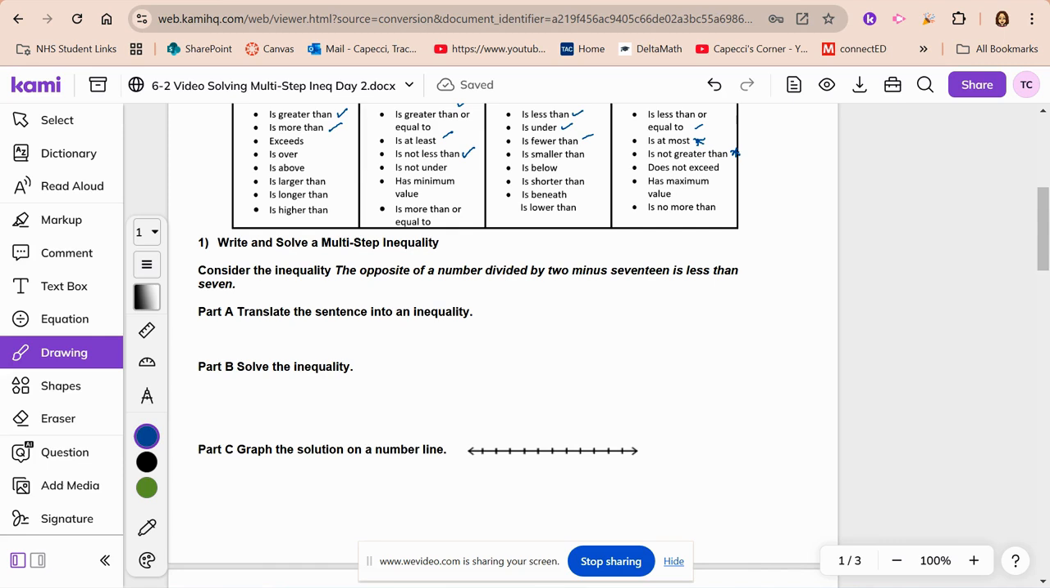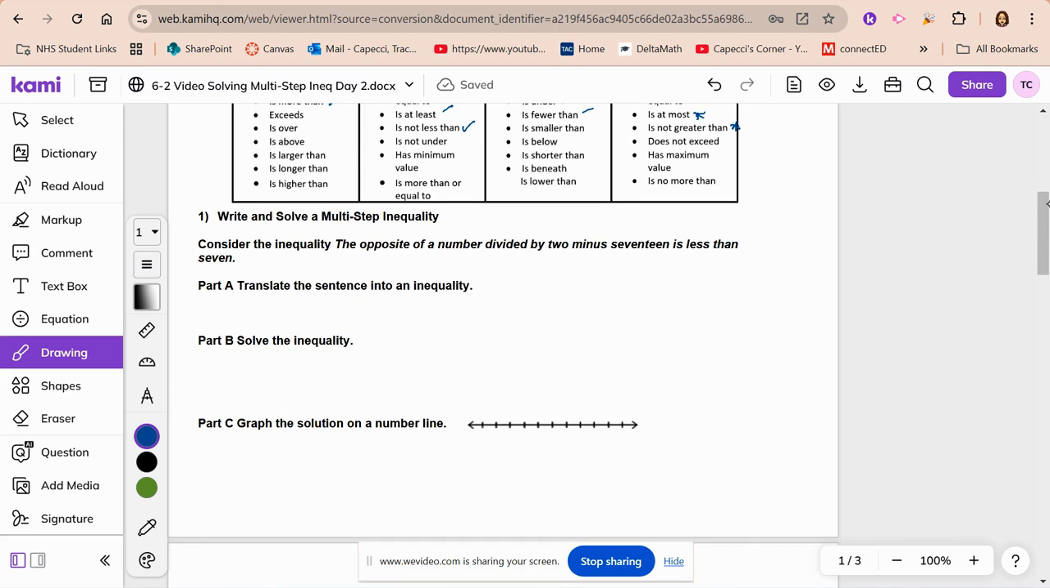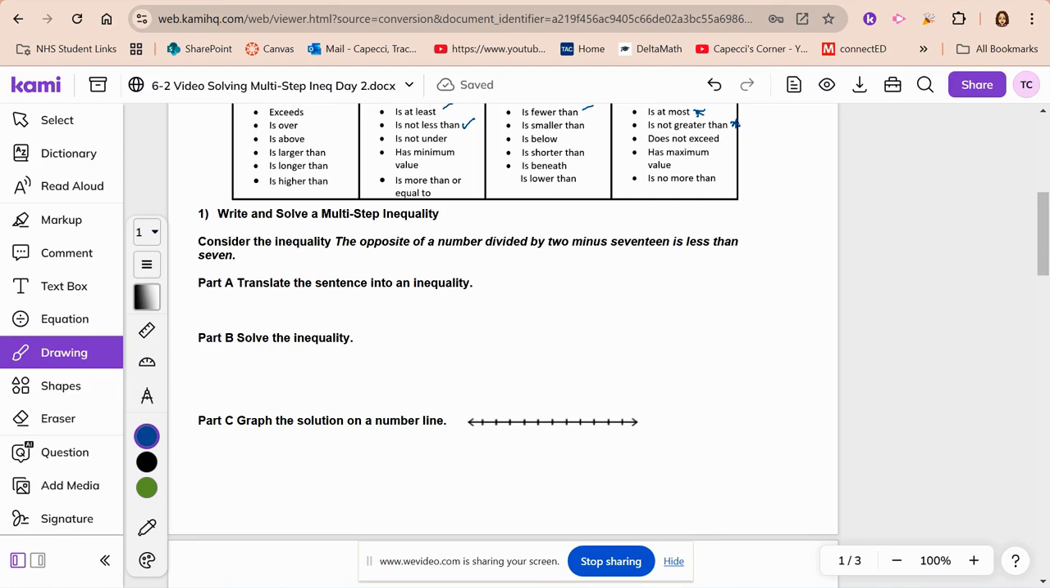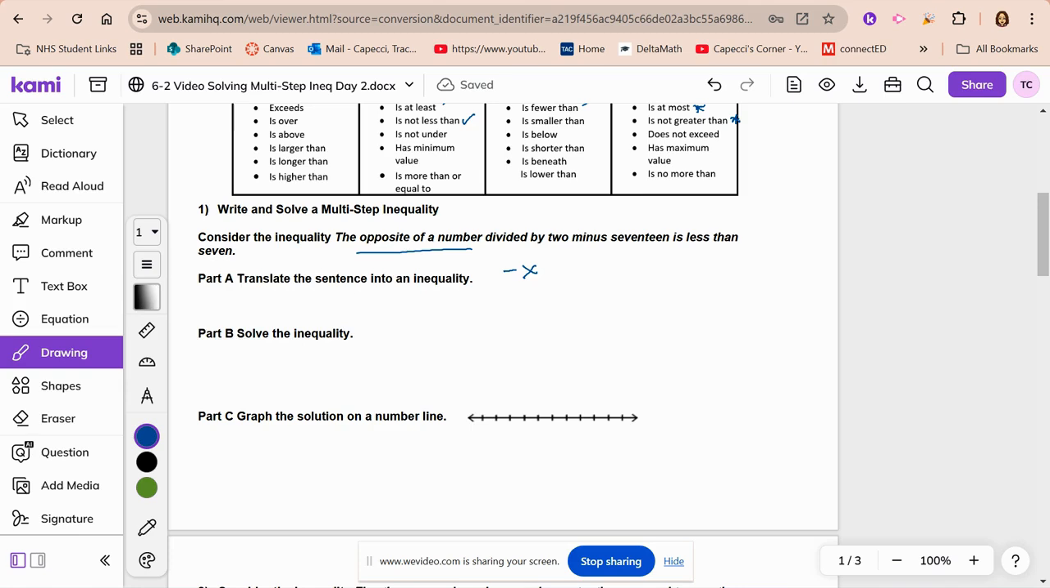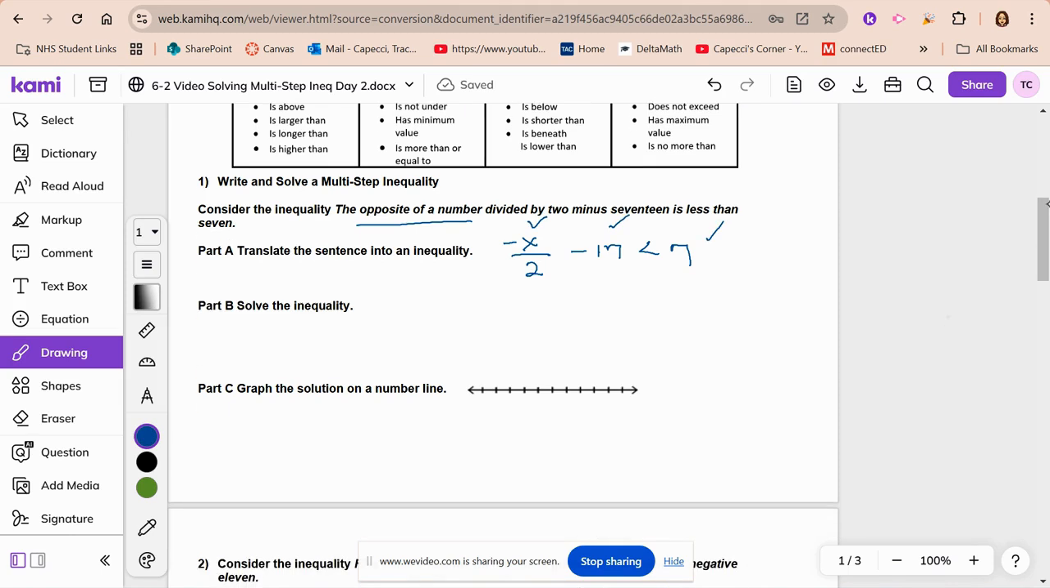So we're going to write and solve a multi-step inequality. So we're going to consider the inequality: the opposite of a number divided by 2 minus 17 is less than 7. First we're going to translate it. The opposite of a number, the opposite means the opposite sign. I'm going to use x. You can use n or any other variable you like. Divided by 2 minus 17 is less than 7. And I like to read it back before I get started in solving. So the opposite of a number divided by 2, that looks good, minus 17 is less than 7. All right, that looks pretty good.